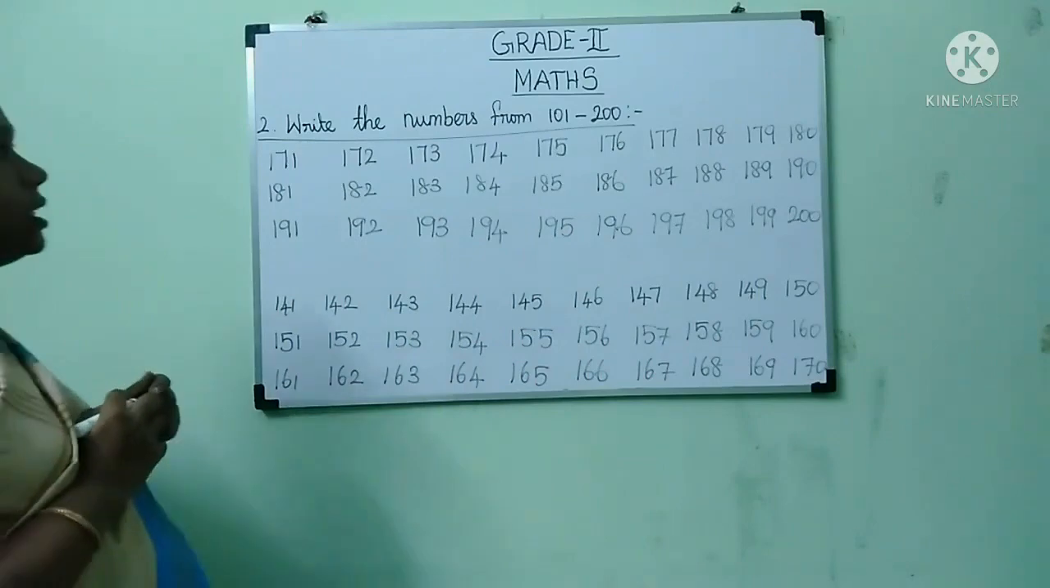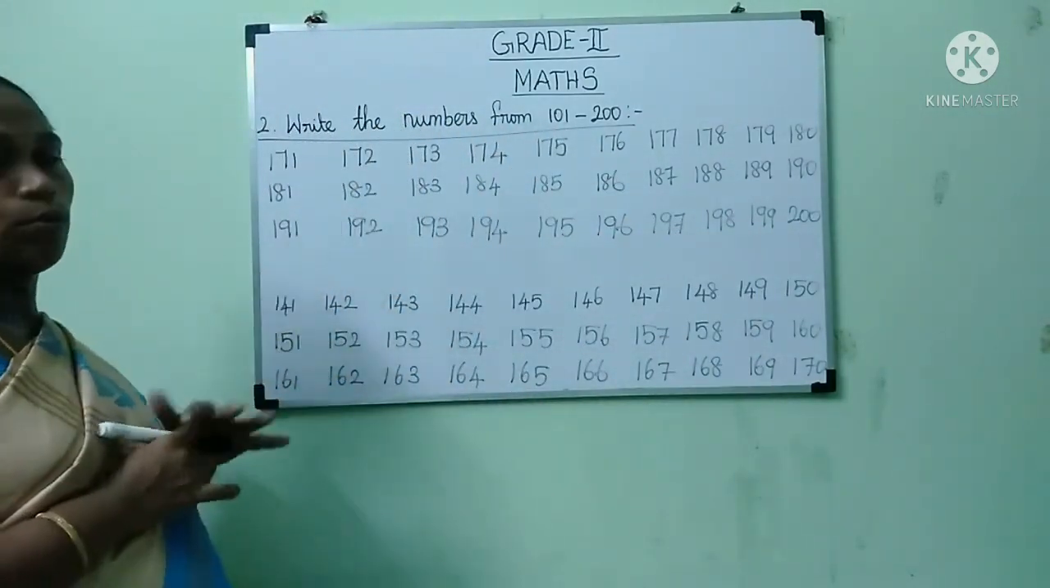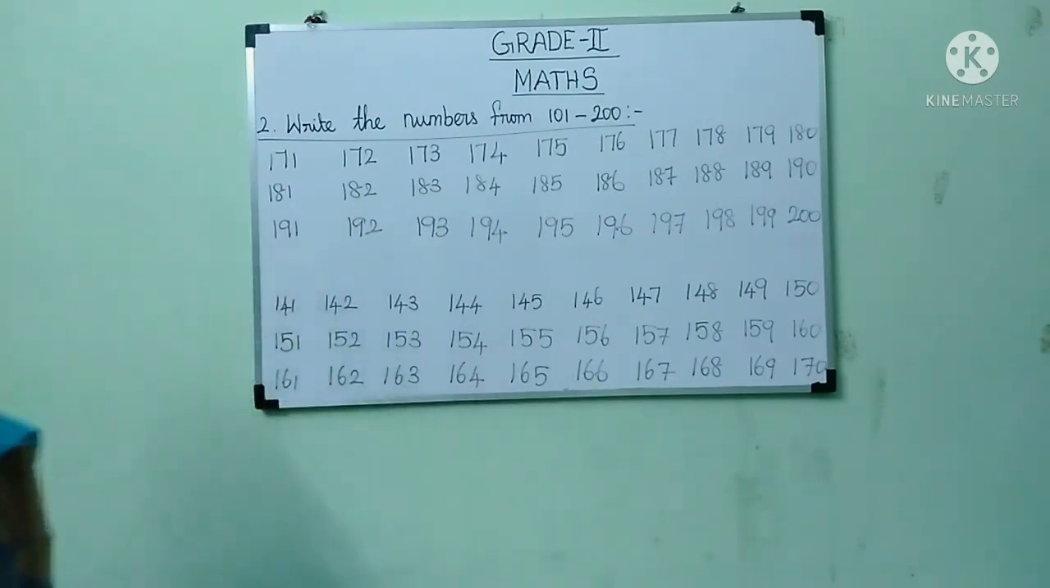You should write 101 up to 200. Okay, write neatly in your book, children. Okay.